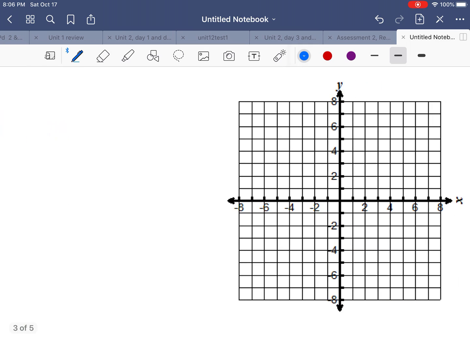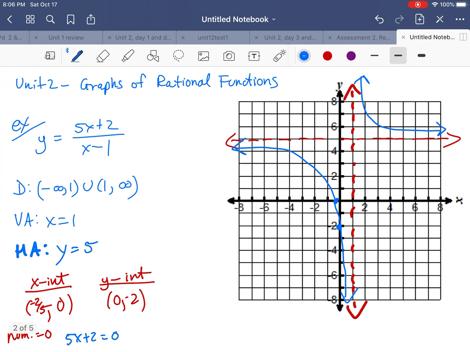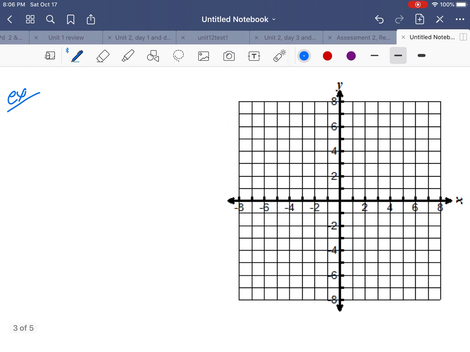All right, a few more examples of this. My next example is, oh wait a minute, I forgot to mention the range here. Remember, I'm not touching my horizontal asymptote in this picture, so my range is going to be from negative infinity to 5, and from 5 to infinity. That's my height.